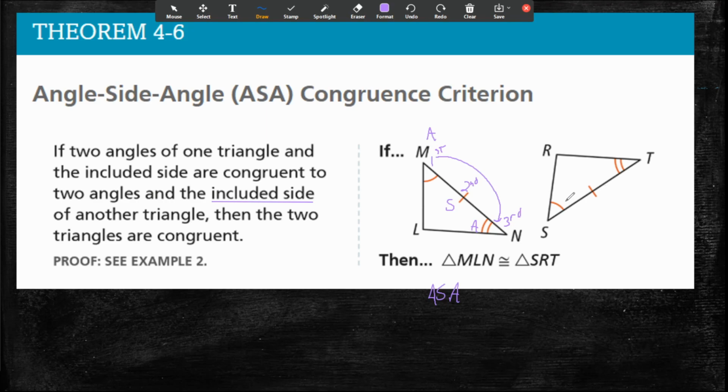I can do the same here. From 1 to 1 to 2, this gives me an angle, a side, and an angle. The included side is this right here. It's that middle piece. It's also, as you can see, the side in between two angles. So included just means the part stuck in between two pieces.